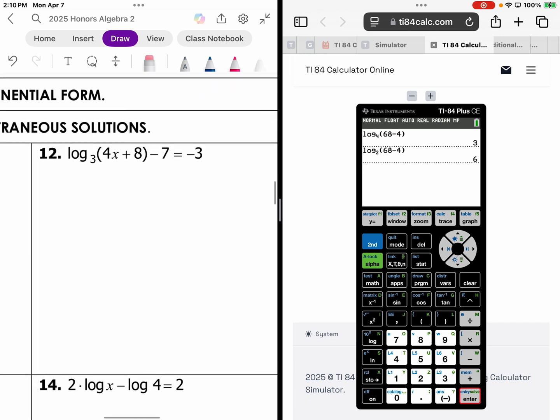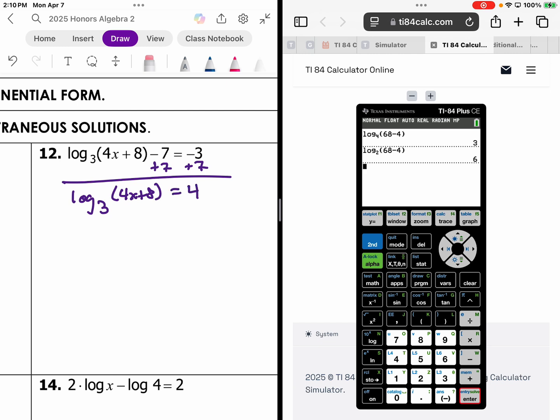Number 12. Again, remember, you can always work ahead of me if you want. Number 12, I need to move the 7 first. So I need to add the 7 across. Log base 3 of the quantity 4x plus 8 equals 4.